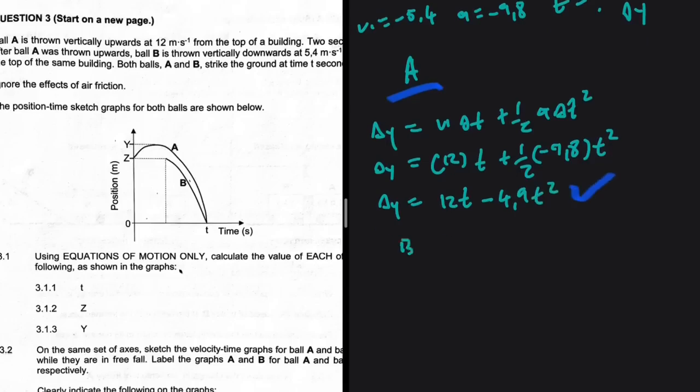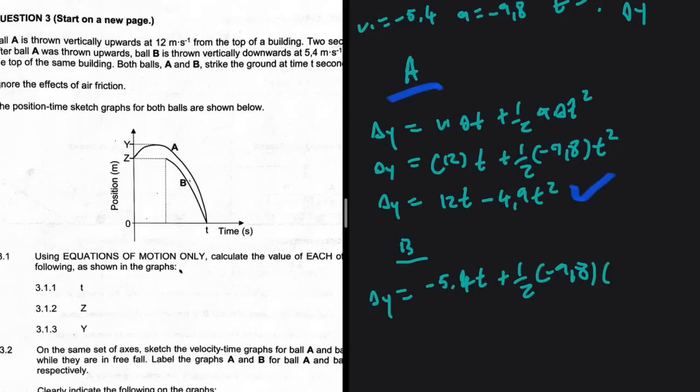What about ball B? When we go to ball B, delta y is going to be equal to minus 5.4 t, right? And then plus a half minus 9.8. I know that it's going to give me minus 4.9, but I'm just choosing to write it as it is because I don't want to go to the answer without substituting, because if you do that, you lose marks in the exam.